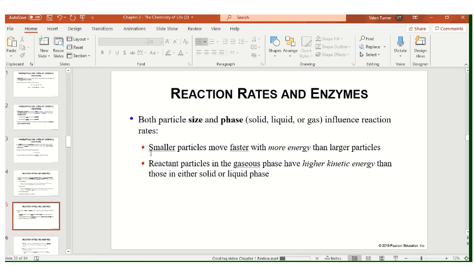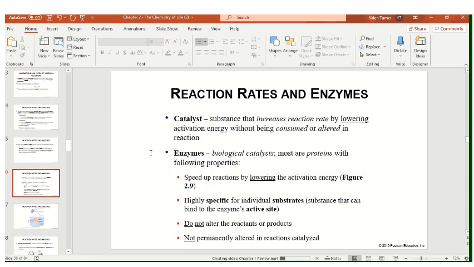And then the phase matters: solid, liquid, or a gas. If you're solid, that goes the slowest. Liquid goes a little faster. And a gas will have the fastest rate of reaction. And then lastly is whether or not something called a catalyst is present. Just by having a catalyst present, your reaction will go faster. If it's absent, it will go slower.